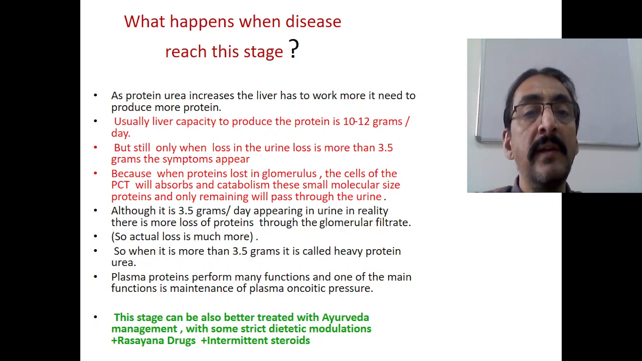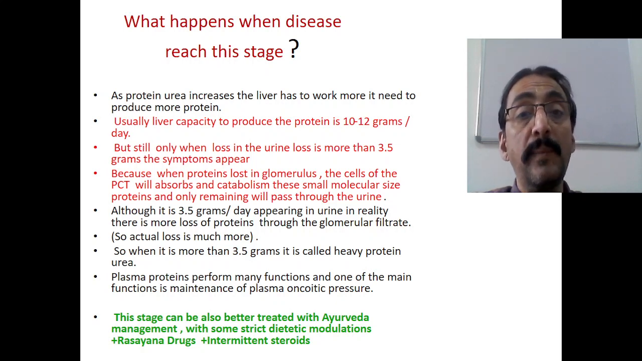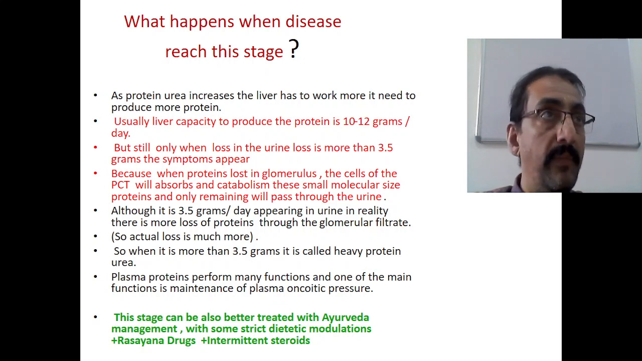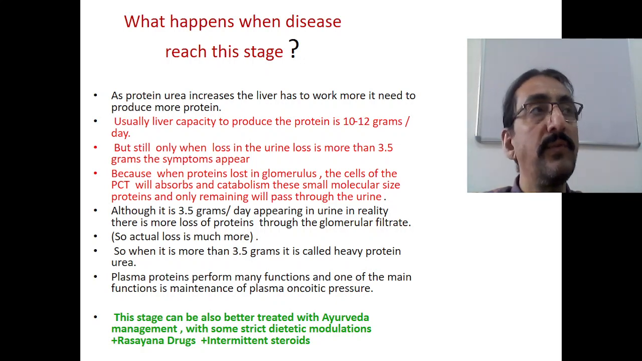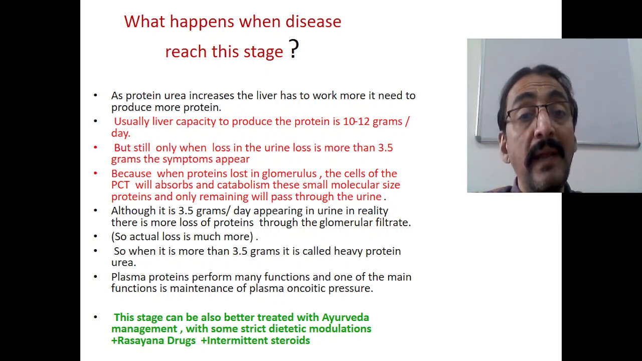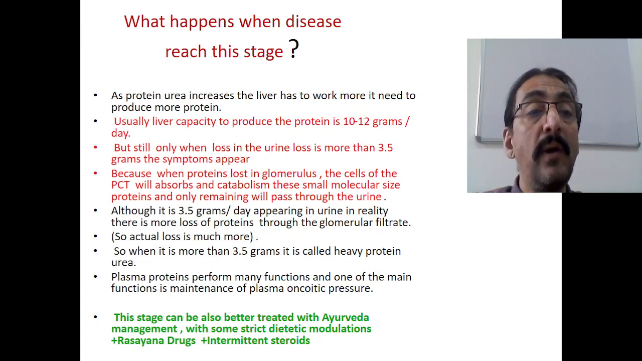Usually the liver's capacity to produce protein is 10 to 12 grams per day. But when the protein loss in the urine is more than 3.5 grams per day, the liver becomes alert. It senses that something bad is happening and that it has to correct it.